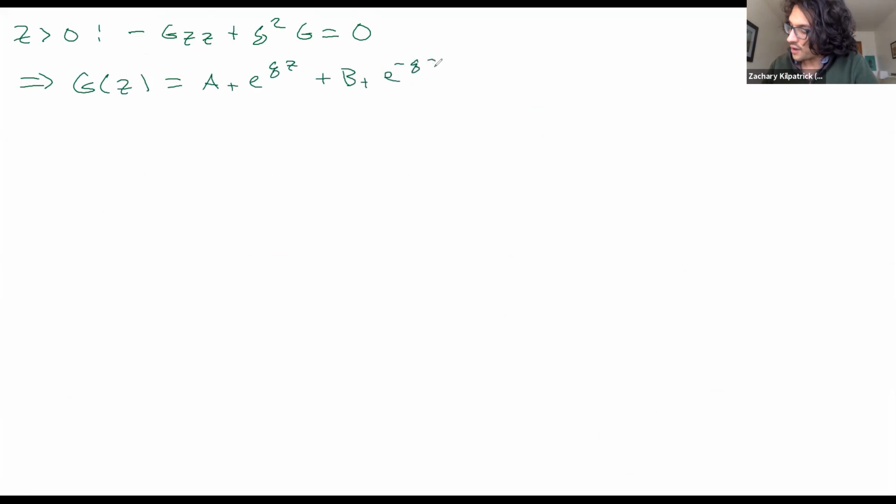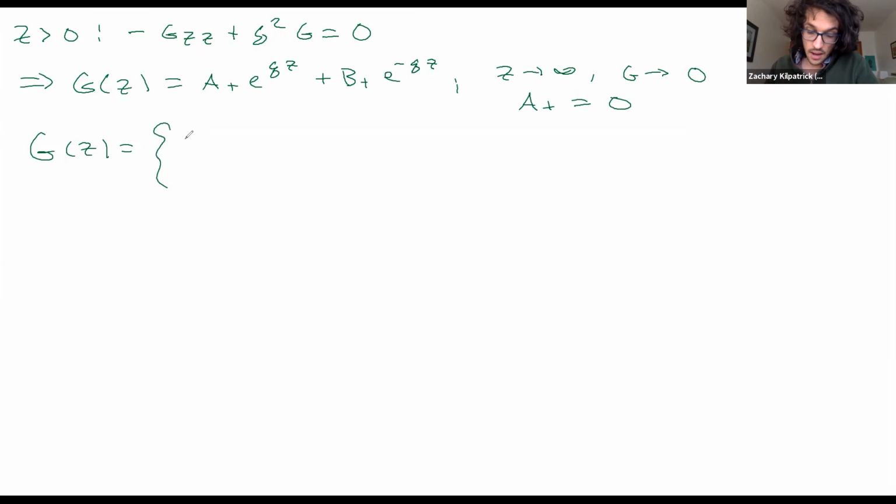It has the same form, right? But remember that as z goes to infinity, we need g to go to 0, okay? And so that means that this solution is problematic. So a plus needs to equal 0, okay? So we have a piecewise defined solution: a minus e to the qz for z less than 0, and b plus e to the minus qz for z greater than 0, okay?